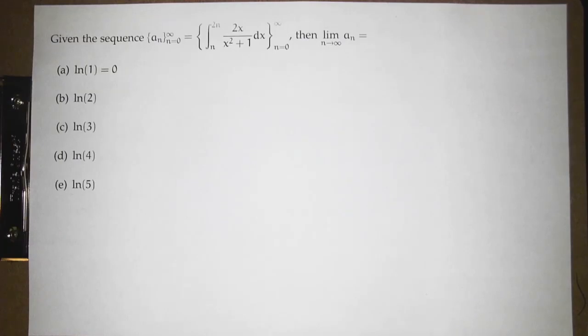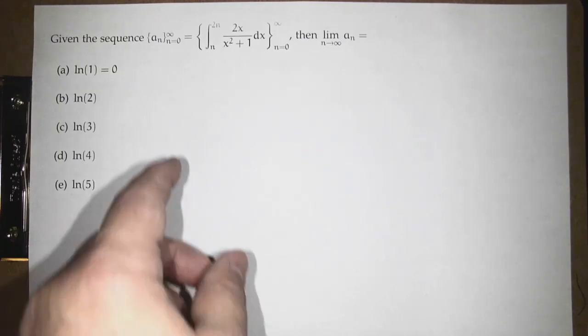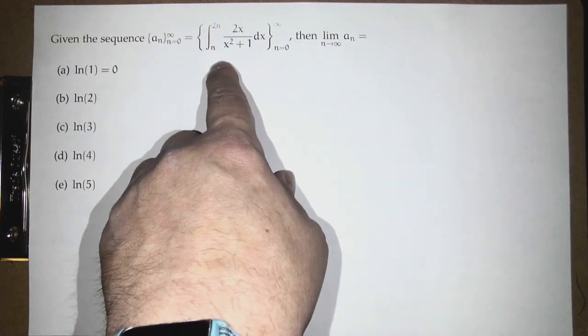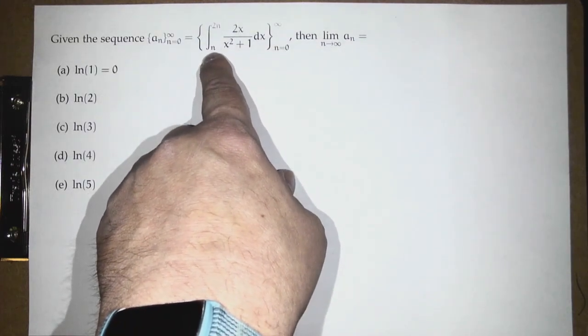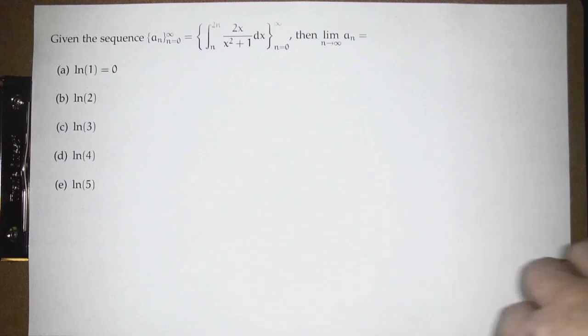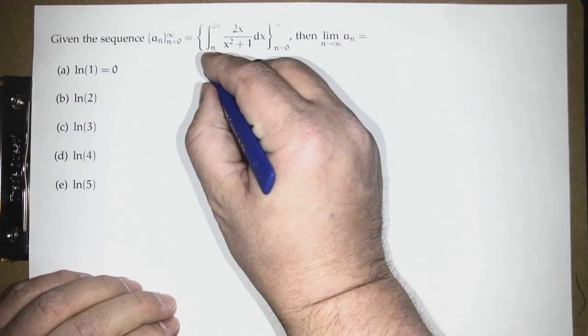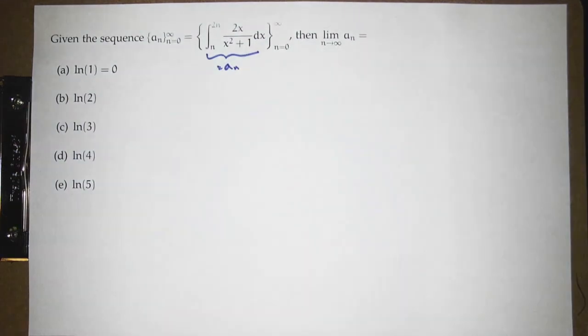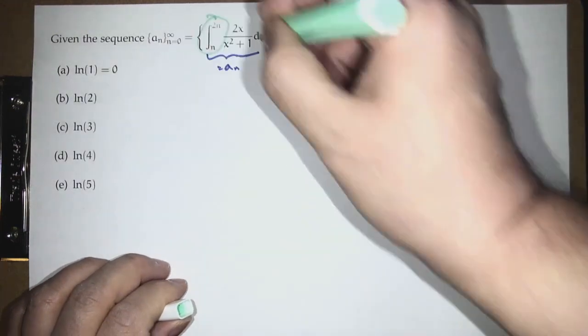Given our sequence, a sub n for n equals 0 to infinity, what is it defined by? Well, we have this integral from n to 2n of 2x over x squared plus 1 dx. So essentially, the implication here is that this is your a sub n. And usually when we define sequences, n shows up someplace. To be clear, it's showing up in the bounds.